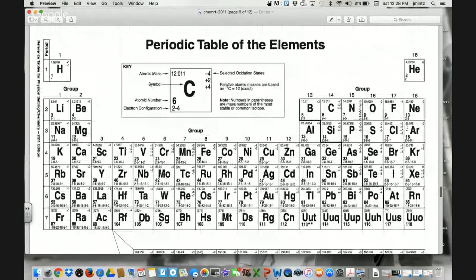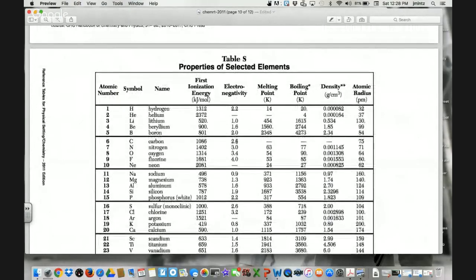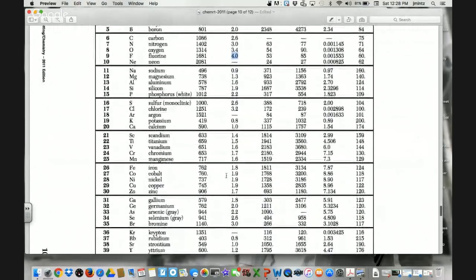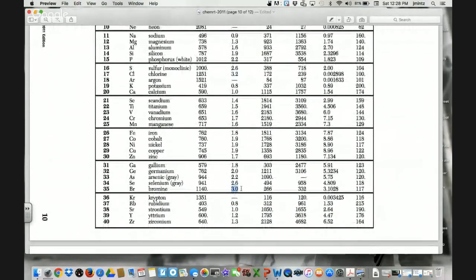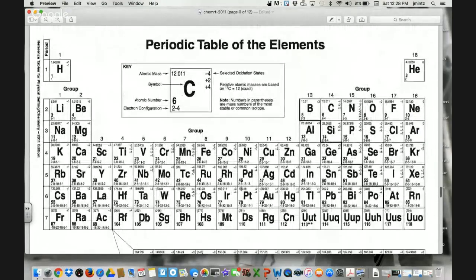We can also do the same going down a group. So let's use group 17 again. Let's go from fluorine and let's compare fluorine to bromine. So fluorine has an electronegativity of 4, all right? And if we go down to bromine, bromine has an electronegativity of 3, so the number went down. So there's your trend in electronegativity, and you could do that for both across and down.